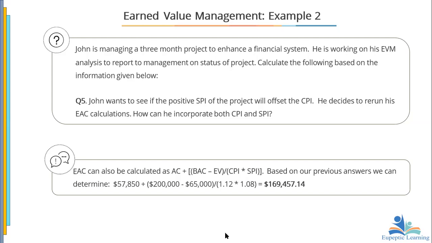If we look at this example, John is managing a 3-month project to enhance a financial system. He's working on his EVM analysis to report to management on the status of the project. He calculates the following based on the given information. John wants to see if the positive SPI of the project will offset the CPI. So he decides to rerun his EAC calculations. How can he incorporate both CPI and SPI? So here the question is telling us that the EAC is calculated based on CPI and SPI. So that one will use this formula.